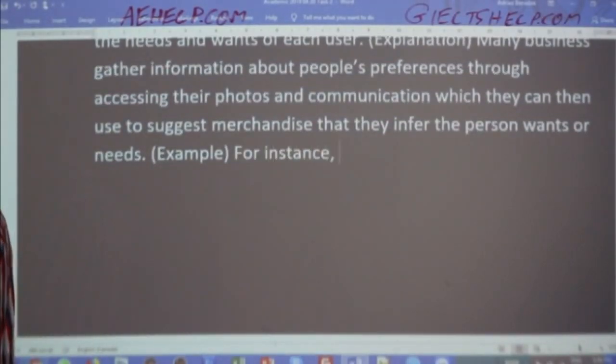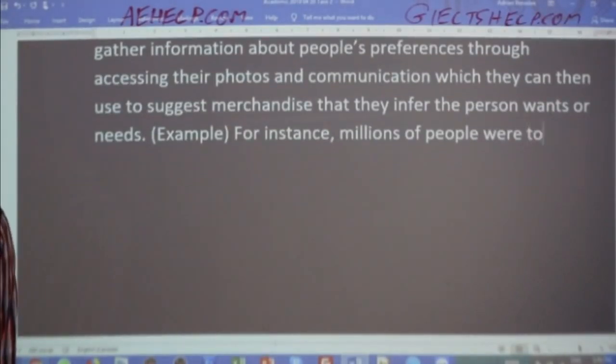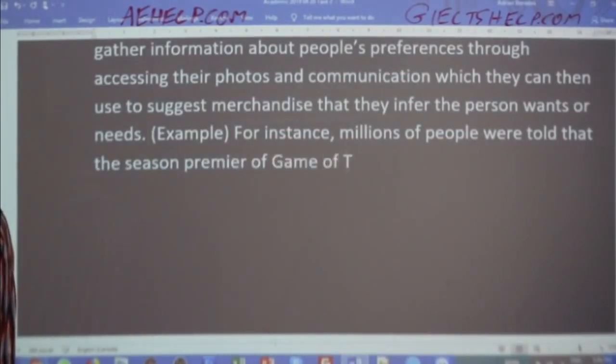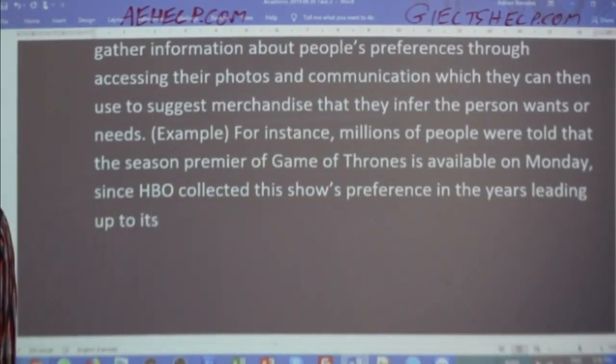For instance, millions of people were told that the season premiere of Game of Thrones is available on Monday, since HBO collected this show's preference in the years leading up to its release.